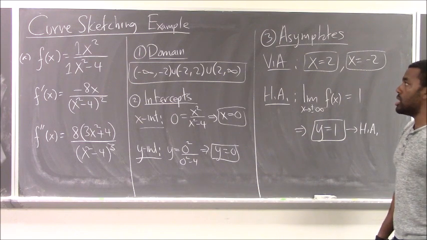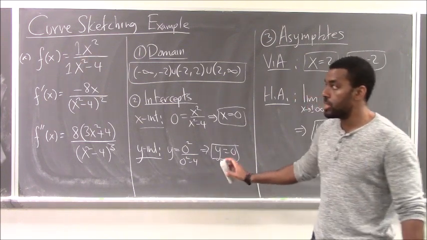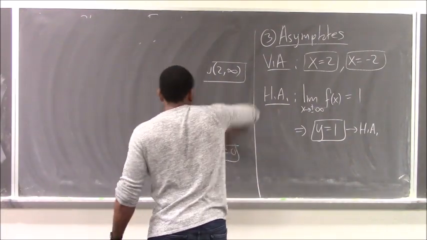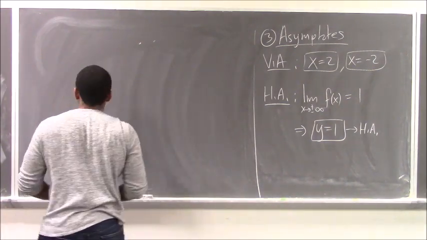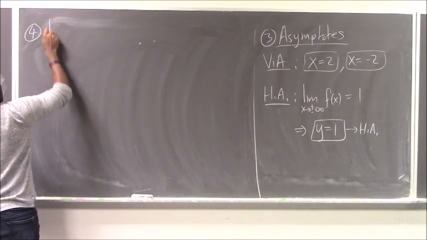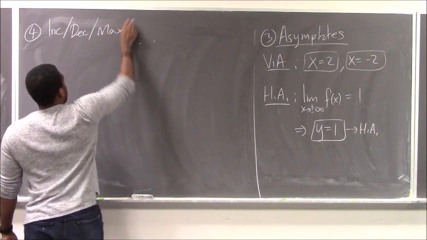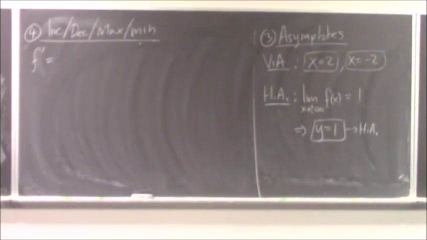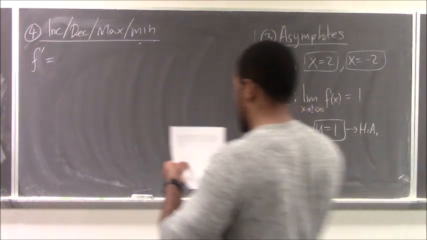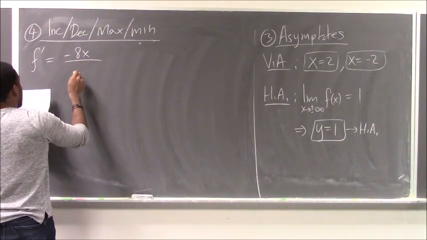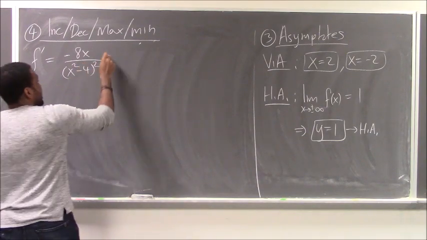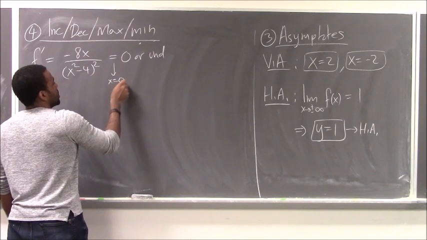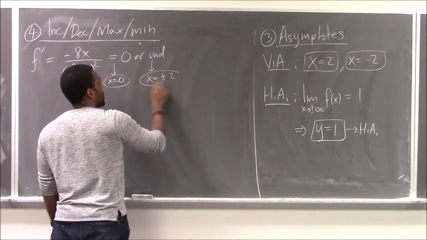Next we want to do the intervals of increasing, decreasing, and the maxes and mins, which basically means the next step is the first derivative test. So we want increasing, decreasing, max, mins. What tells us about that? Now, hopefully you told me that the first derivative tells us about that. The first derivative was given, minus 8x over x squared minus 4 all squared. So we want to set that equal to 0 or undefined. Of course it's equal to 0 if your x is equal to 0. It's undefined if your x equals plus or minus 2. These are your critical points.